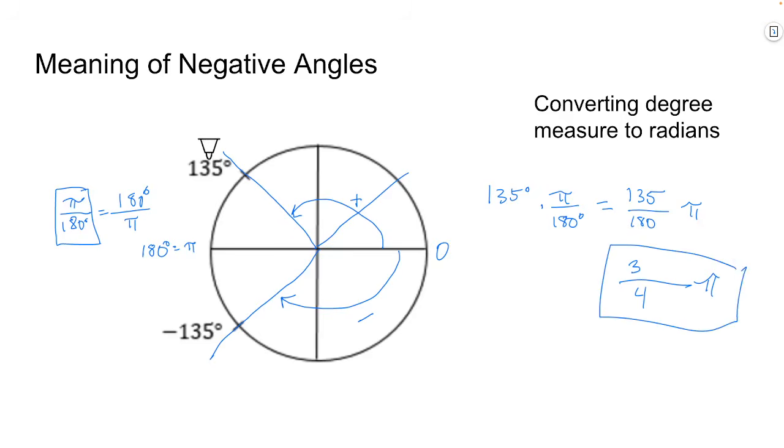So 135 degrees is also 3/4 pi. You might have got that. Negative 135 is also negative 3/4 pi. So we can use either way with these.